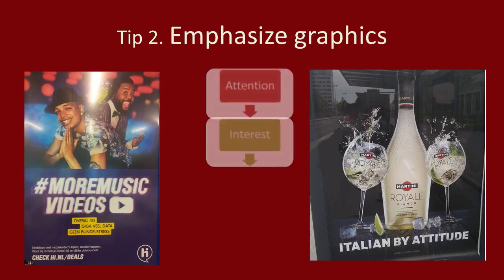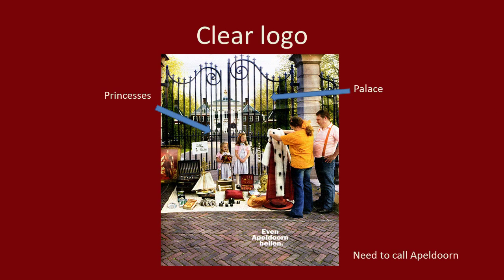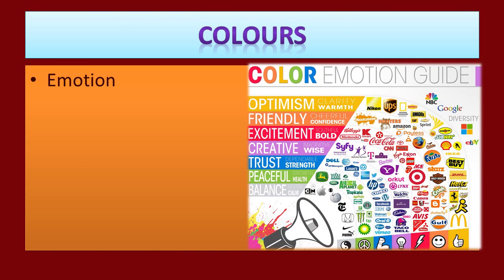Tip number 2. Emphasize graphics. A good poster advertisement directs the eye and attention of the passerby. There should be a picture and a clear logo visible. This poster is a mistake. It makes you laugh but is not linked to the company Achmea as there is no logo.